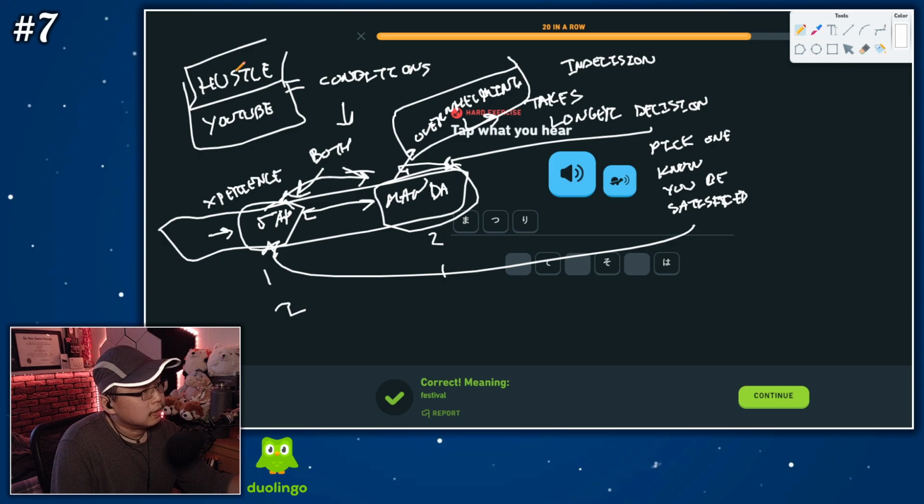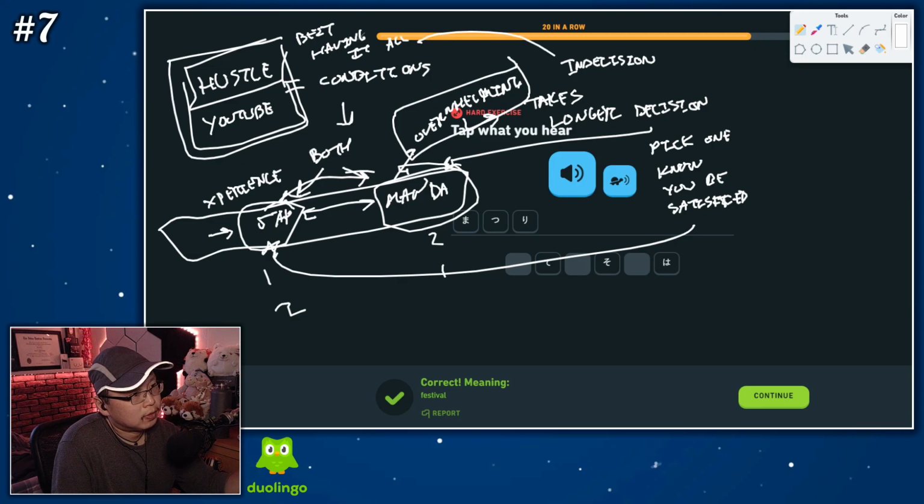pick one. And the reason is the internet is always about best and having it all. And when you see a lot of that, it creates this indecision where like, oh, there's a lot of things to consider. You know, I have Japanese and Chinese, but I kind of want to do them both at the same time. Start with one. You know you will be satisfied. Just trust yourself that you'll find it. So continue what you're doing now.